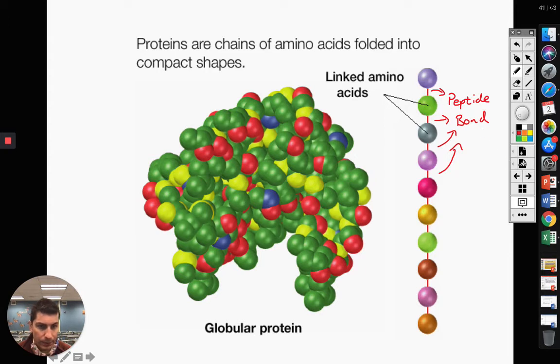Now, on these, we also have different R groups. So I'm gonna say this R group is polar, and let's say this R group right here, this color, is going to be nonpolar.